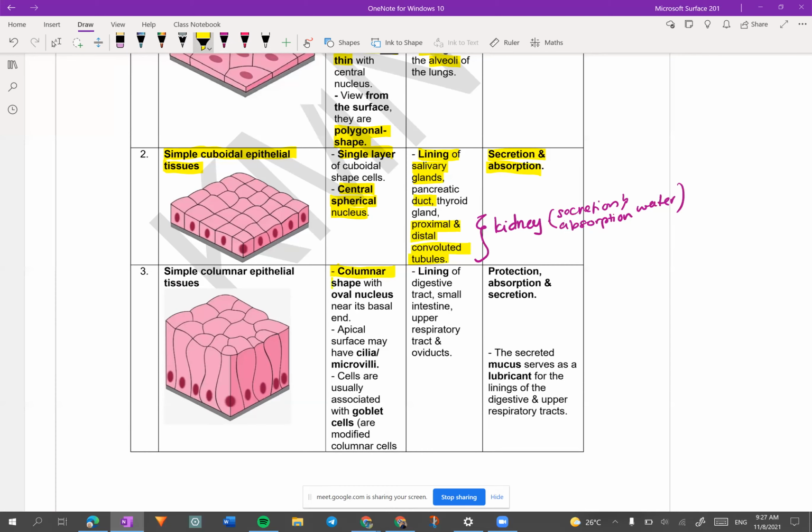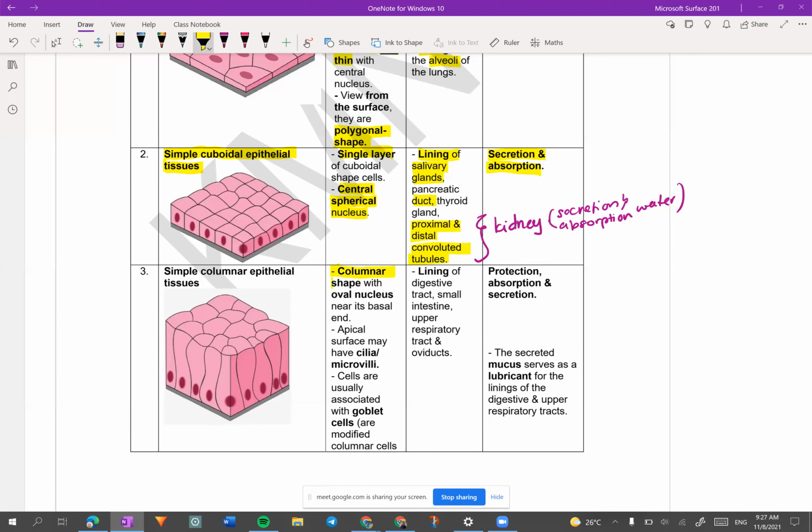Next adalah stratified squamous epithelial tissue. So as you can see here, basal membrane dia dekat sini. Okay, basal dia dekat sini. Tapi bukan satu sel saja yang attached dengan dia, but layers of cell, dan sel yang paling atas tu look flattened and polygonal. So that is why dia dipanggil sebagai squamous. Okay, that is why dia dikenali sebagai squamous.